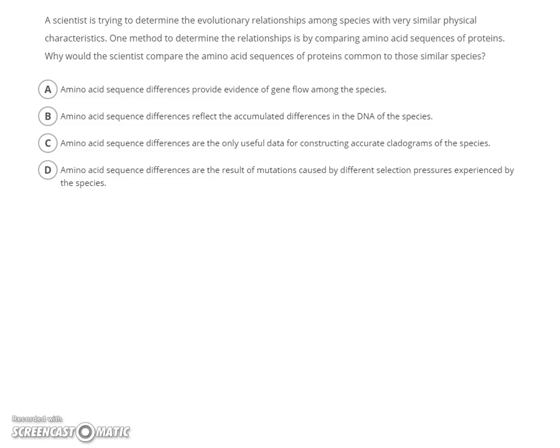This video is going to pick up with question 19 in the practice test for biology. Looking at question 19, a scientist is trying to find a relationship among species that are very similar physically, and one way you can do that is by looking at amino acid sequences. Amino acid sequences, that means the actual chain of amino acids that make up proteins. Why is this useful? Why can we do this? So which one of these answers gives the best explanation for that?